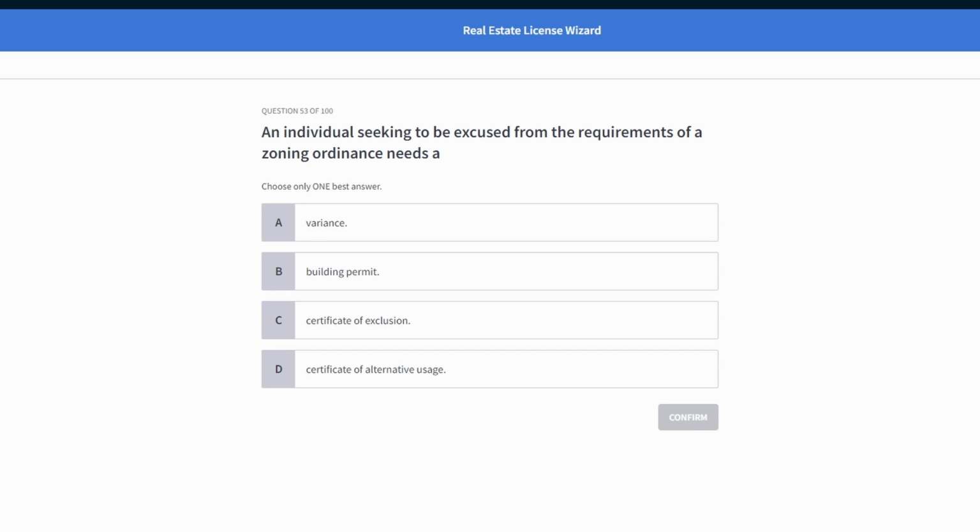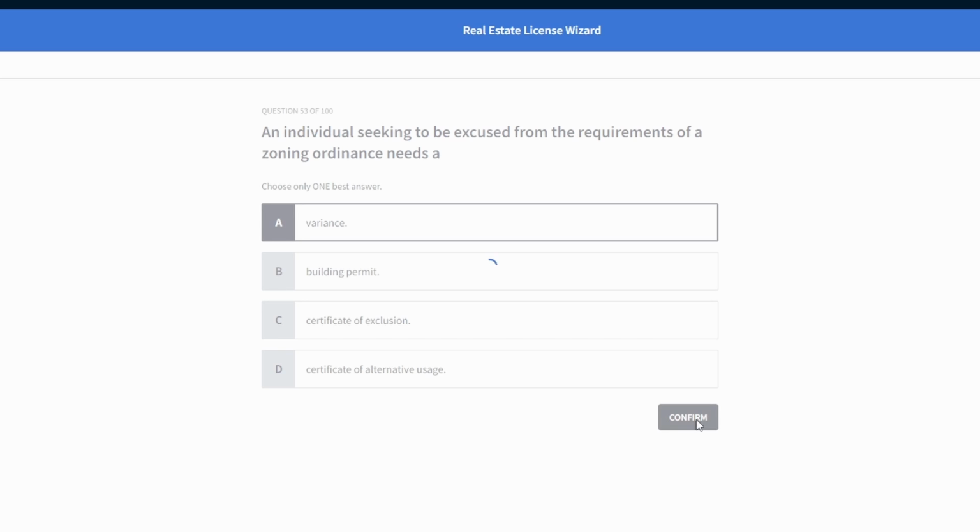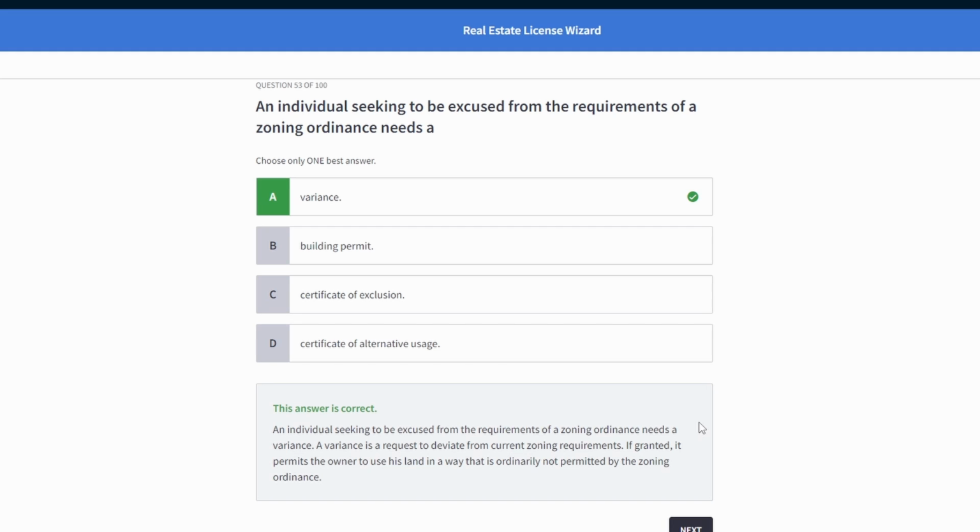Alrighty, so an individual seeking to be excused from requirements of a zoning ordinance needs, and the correct answer is variance. A, variance. A variance is a request to deviate from current zoning requirements. If granted, it permits the owner to use his or her land in a way that is ordinarily not permitted by the zoning ordinance.